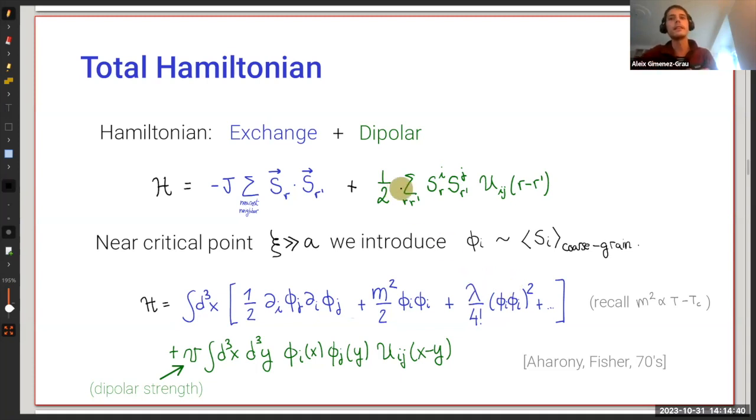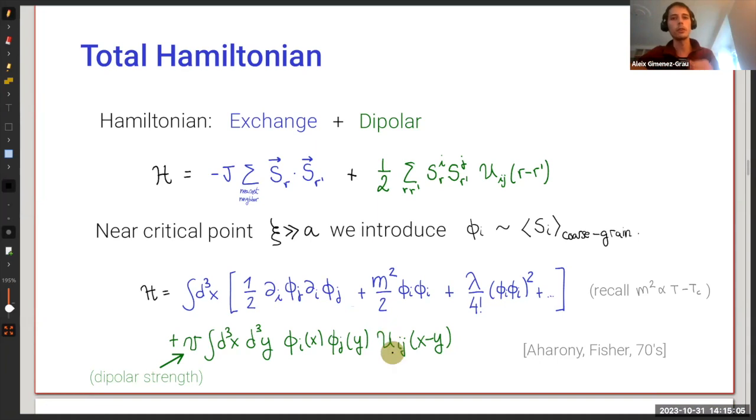And then besides this, since here we are considering this extra dipolar term, we are going to get an extra term in our Hamiltonian. This extra term is going to be non-local, in the sense that we integrate over two different points, x and y. And what we integrate over is essentially this dipole-dipole potential that I introduced before. Okay, so that's the model that we want to study.